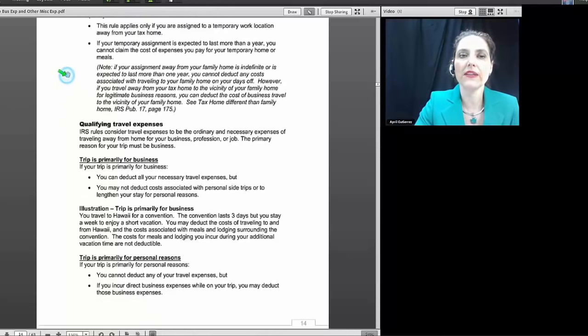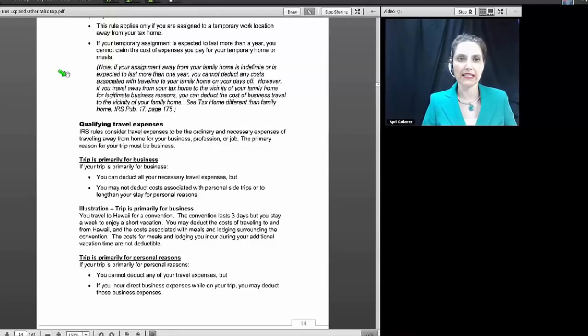Now note, if the assignment away from your family home is indefinite or is expected to last more than a year, then you cannot deduct any costs associated with traveling to your family home on your days off. However, if you travel away from your tax home to the vicinity of your family home for legitimate business reasons, then you can deduct the cost of business travel to the vicinity of your tax home. And again, this came from Publication 17, page 175.